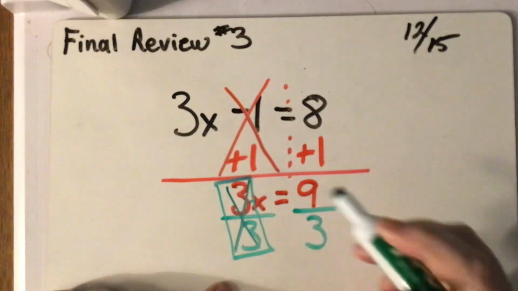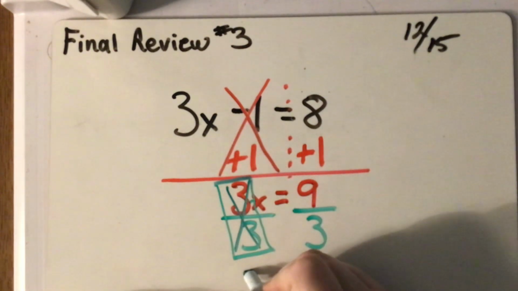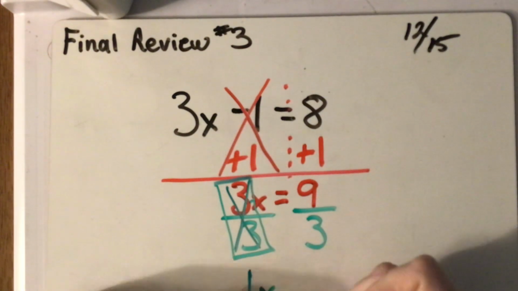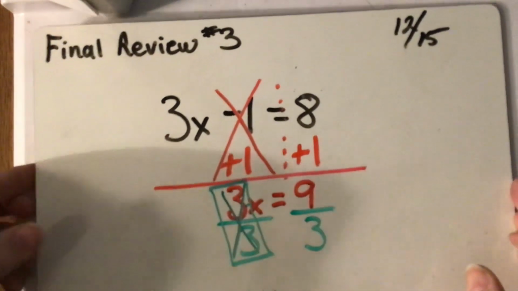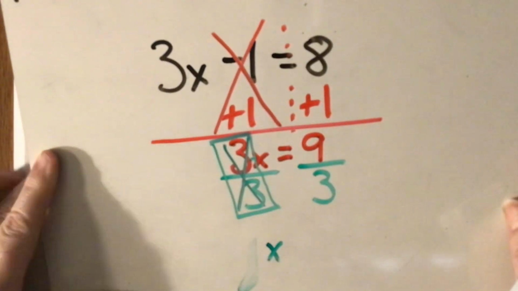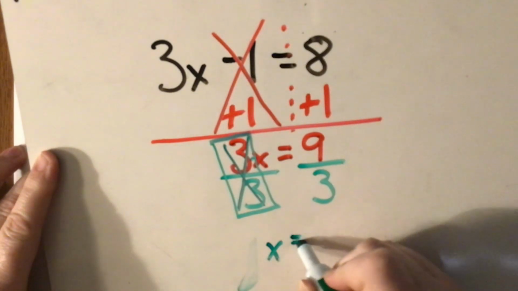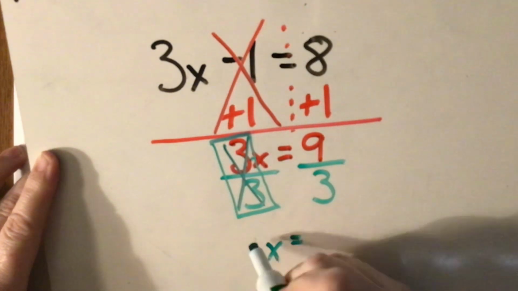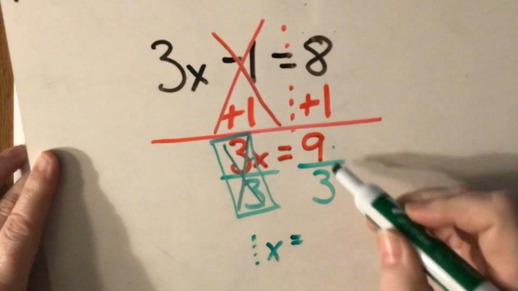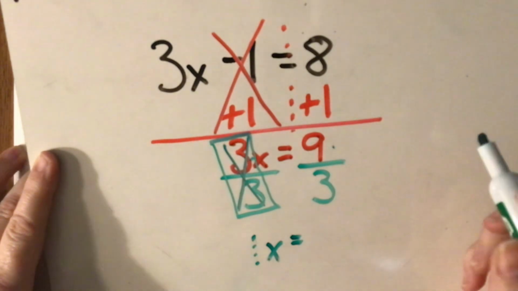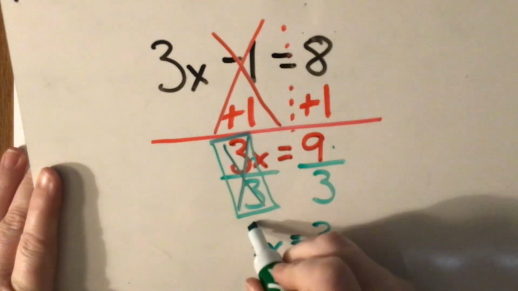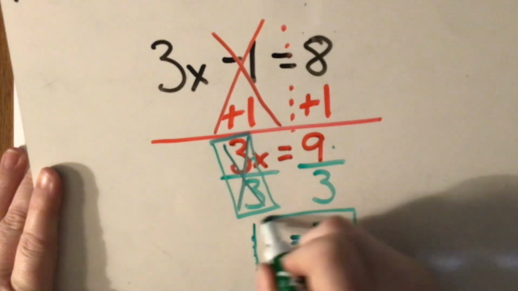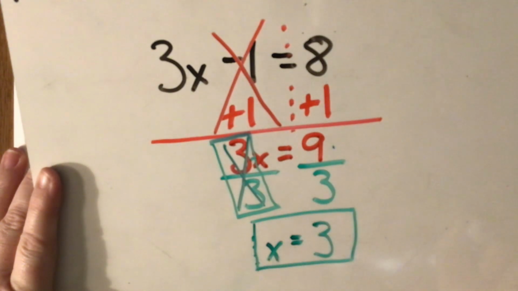So we're going to cross these guys out because we're going to end up with 1x. We don't even have to write that 1. Whoops, you guys can't see. Sorry. So we have 1x equals, what's 9 divided by 3? Punch it into my handy dandy calculator and I get 3. So that is my final answer.